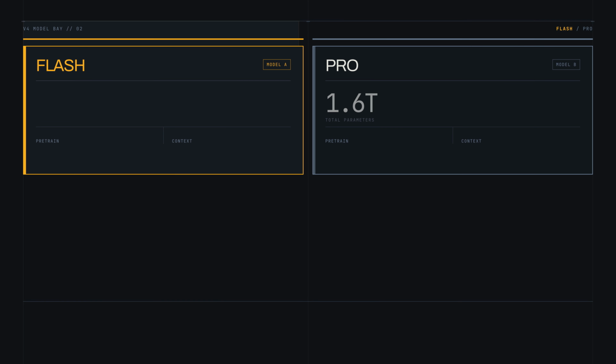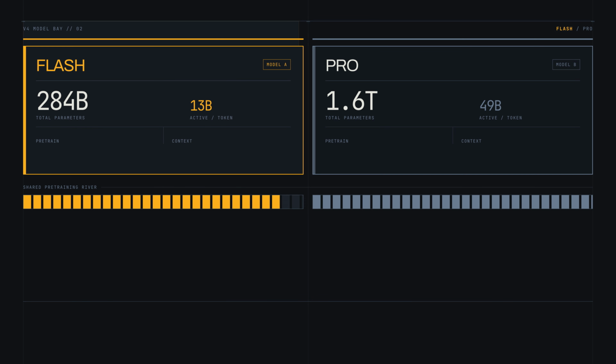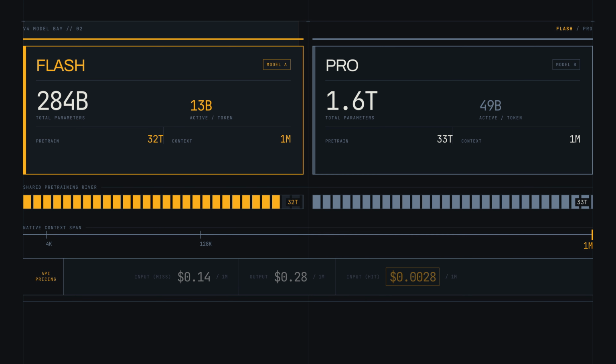Pro is the 6 trillion parameter flagship, 49 billion active. Flash is the little sibling, 284 billion total, 13 billion active. Both were pre-trained past 32 trillion tokens, Flash on 32T, Pro on 33T. Both support a 1 million token window natively, not bolted on after the fact. API pricing, as of their public docs: Flash is 14 cents per million input tokens on a cache miss, 28 cents per million output. Cache hits drop input to about 0.3 cents. That is not a typo.